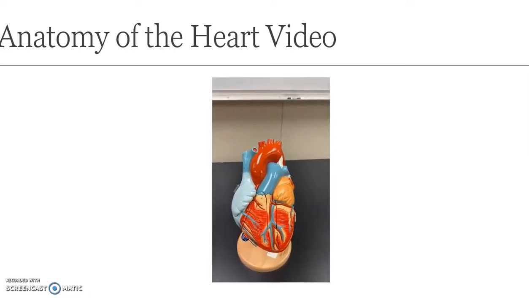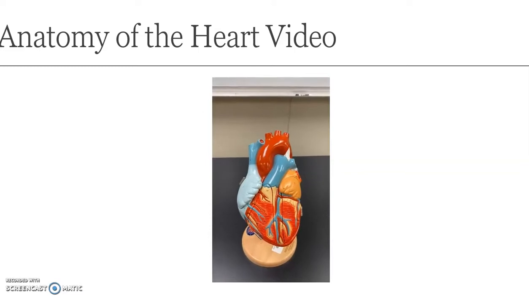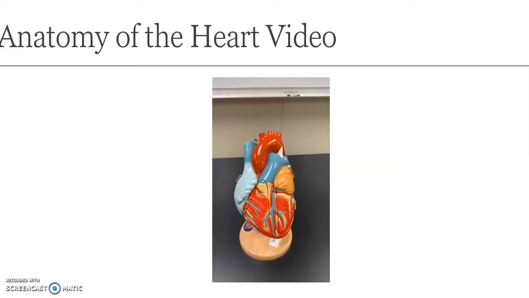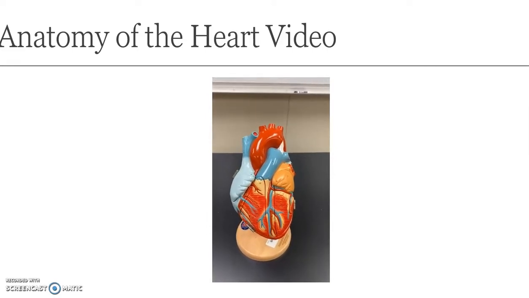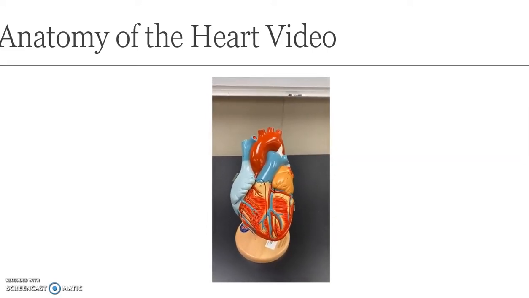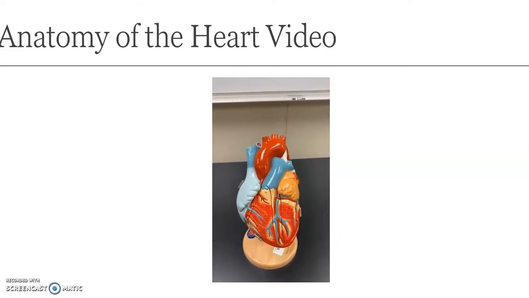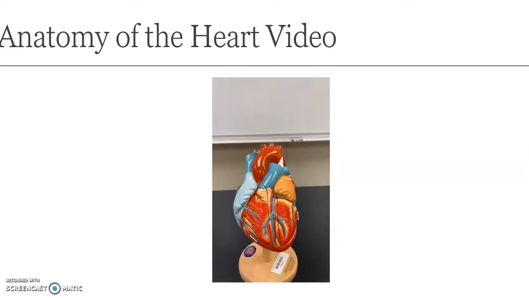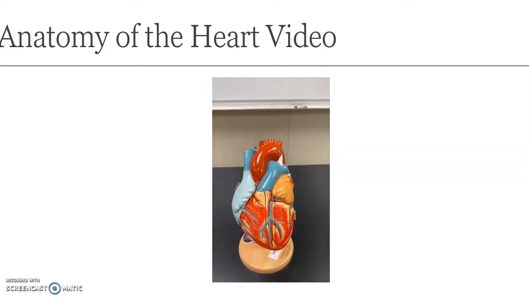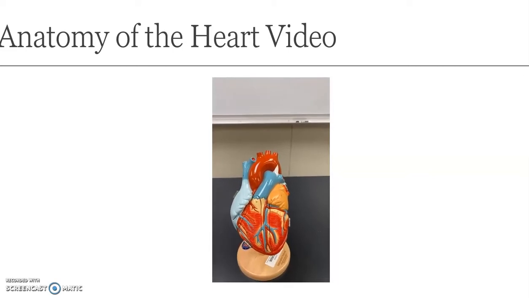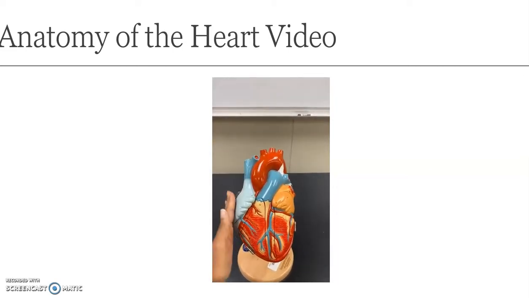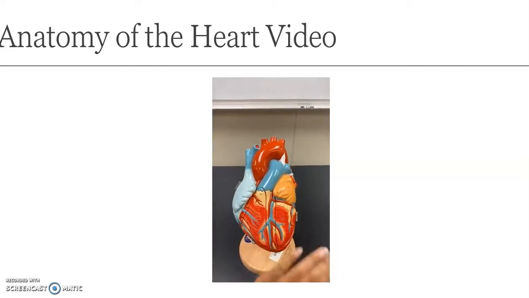Welcome. This is the major organ, the heart, of the cardiovascular system. The function of this structure is to pump blood throughout your body. So we're going to identify the parts of the heart. This is an anterior view of the heart. The heart is about the size of a fist. It is in your thoracic cavity. And this is the right side of the heart. This is the left side of the heart.